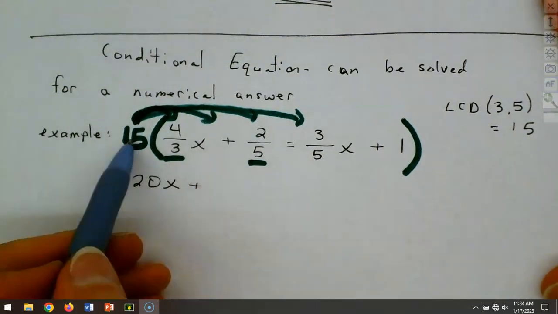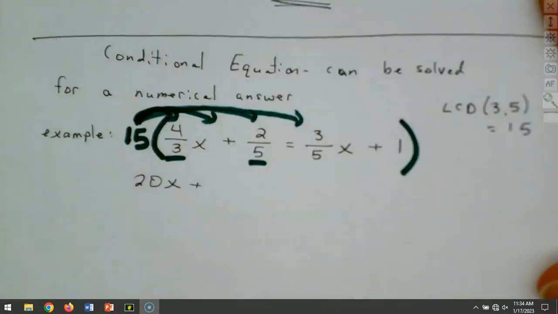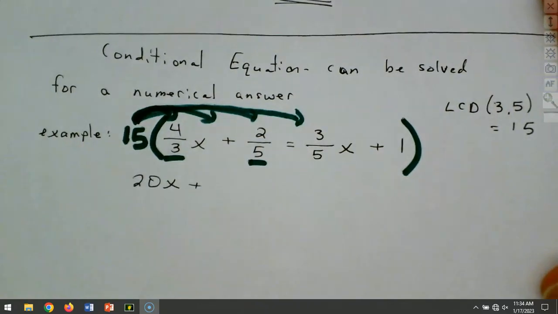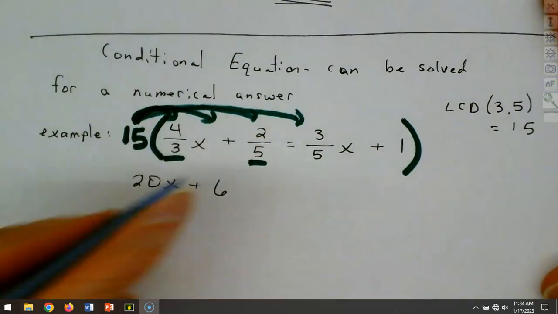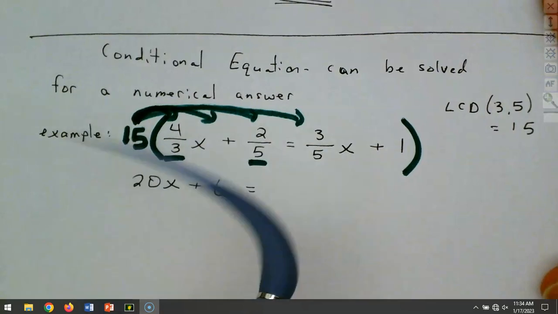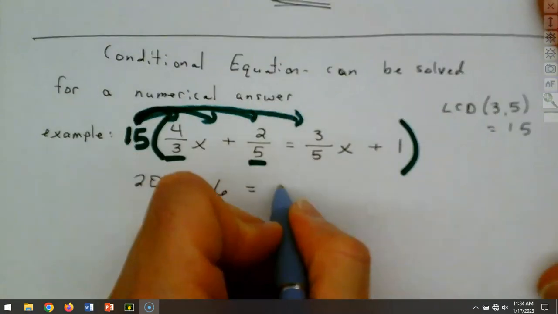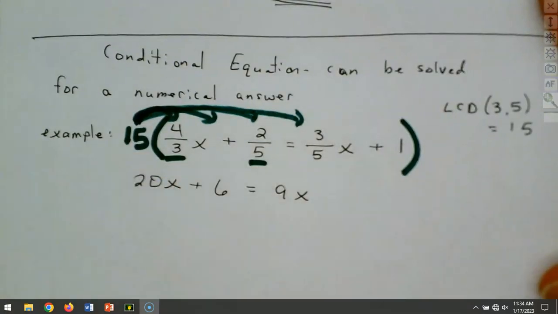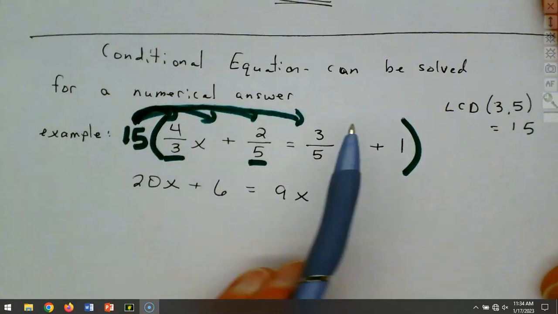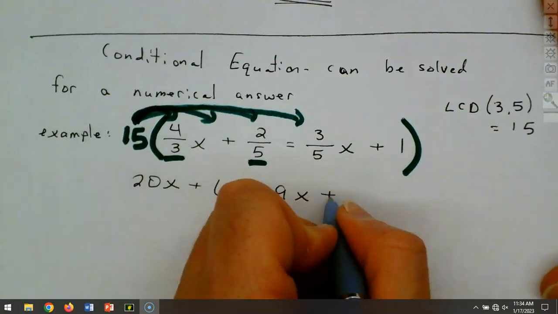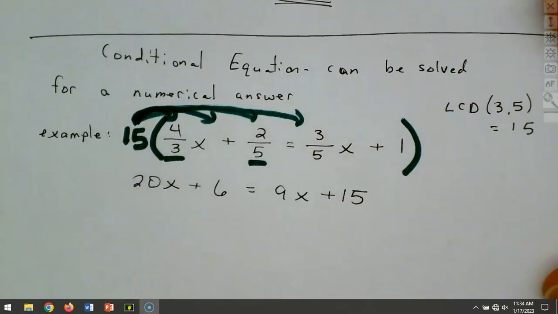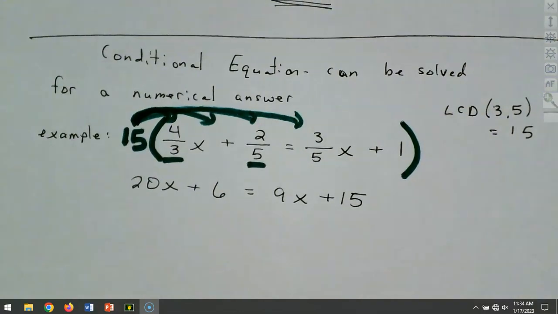Next, 15 divided by 5. Right? 15 divided by 5, that's a 3. 3 times 2 makes it a 6. That's gone. 15 divided by 5, that's a 3. 3 times 3 makes it a 9x. Don't forget the x there. And then 15 times 1, well, that is a what? 15. Now, fractions are all gone.